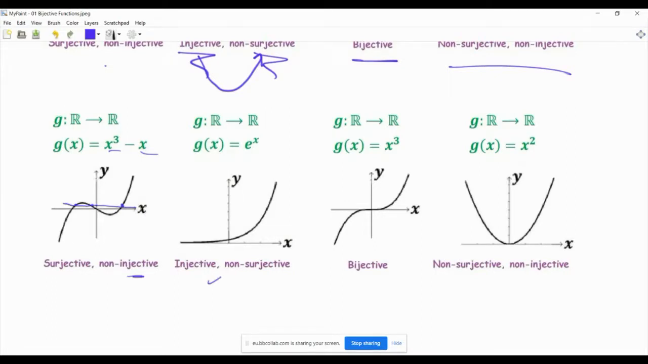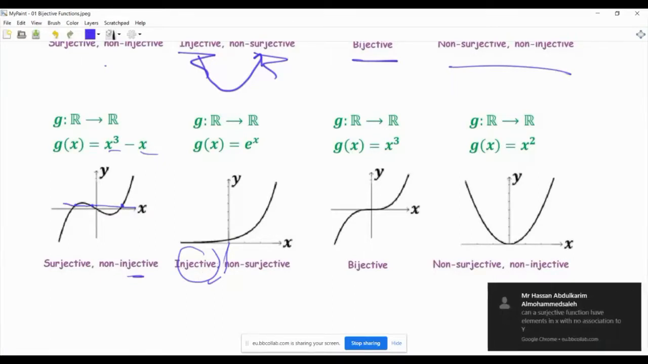Okay. This function, on the other hand, is injective. Each value of y is associated with one value in x, but if y is 0 or negative, so if y is non-positive, then those values are simply not hit by the map.